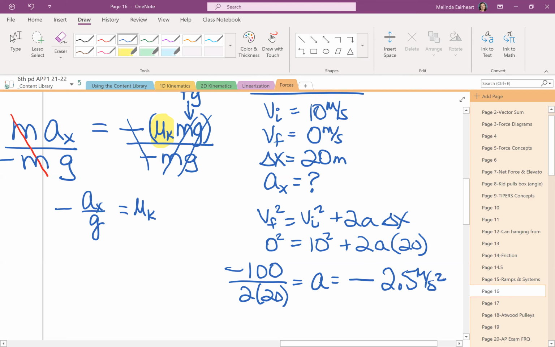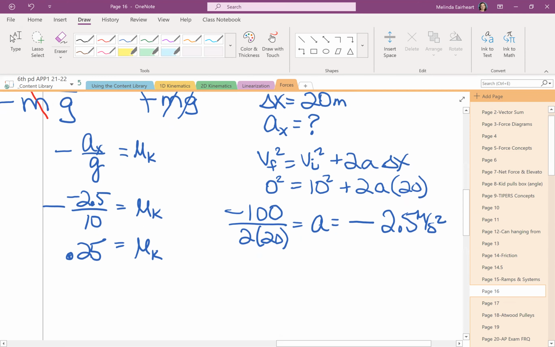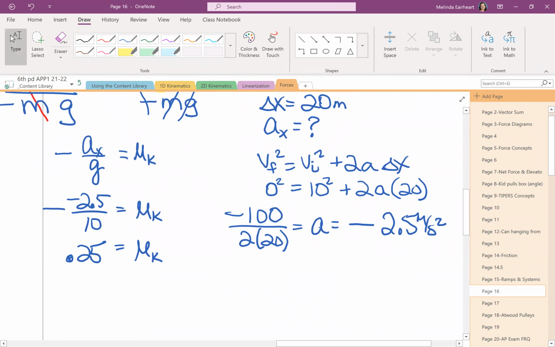Now we can divide by gravity and get our coefficient. So a negative 2.5, what's going to happen to our negative? It goes away, it cancels out, reduces to positive, and 2.5 divided by 10, 0.25. If you remember last time, I said that 99% of our coefficients are going to be less than 1. And this is less than 1, so that makes sense.